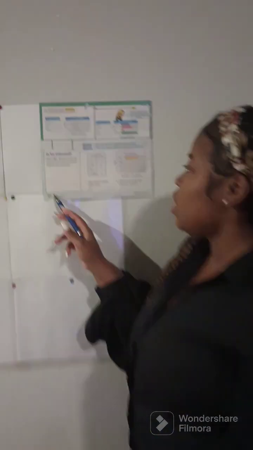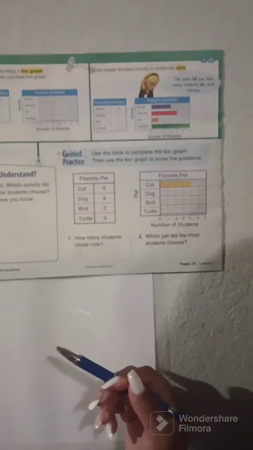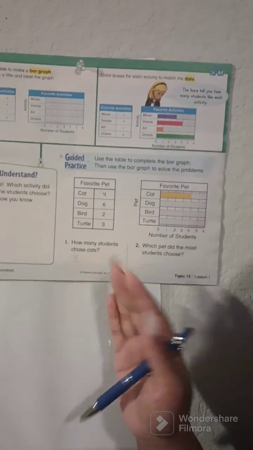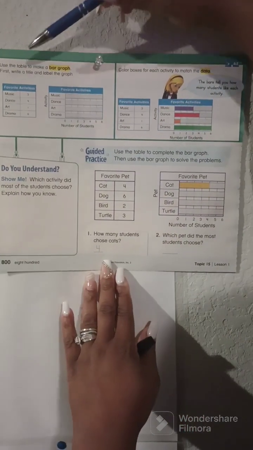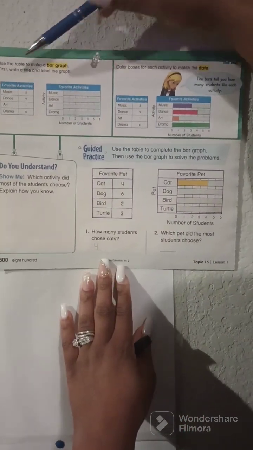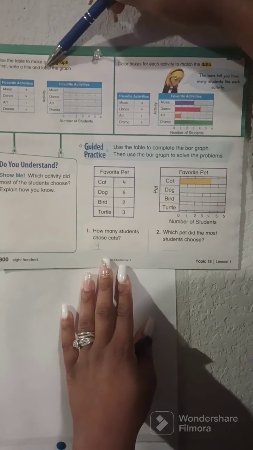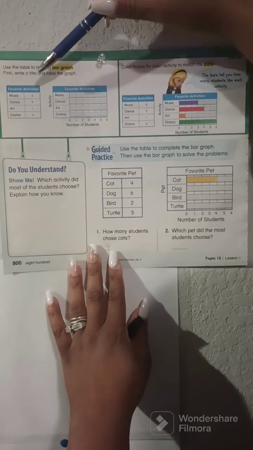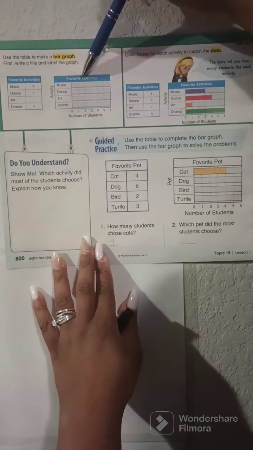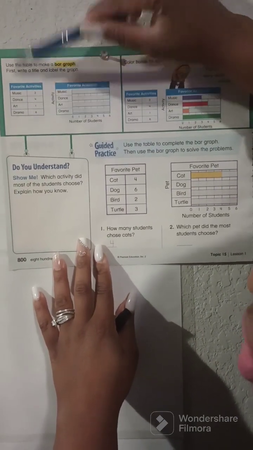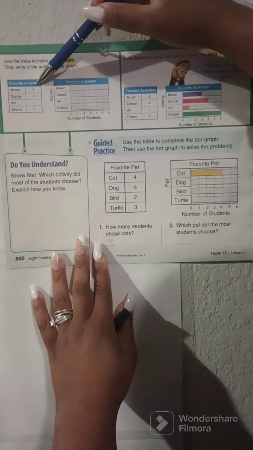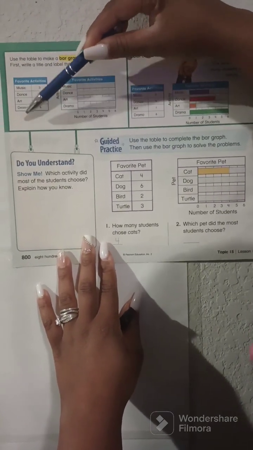Now, class, I need you to turn to page 800 in your textbooks. Thumbs up when you're there. Great. It says, use the table to make a bar graph. First, write a title and label the graph. So, we know that we need to have a title on our graph. And then we need to label our graph. So what is our graph going to contain? We have favorite activities, so we'll put music, dance, art, and drama.